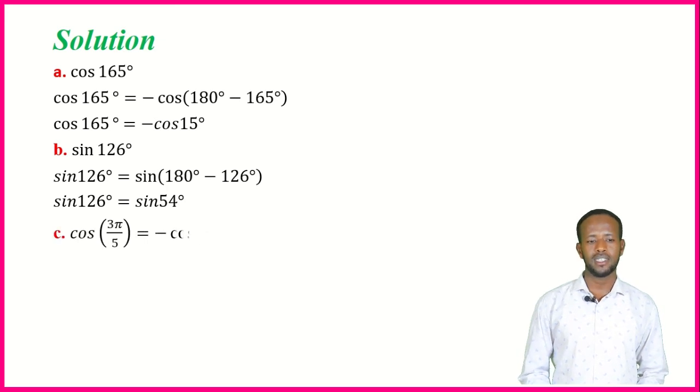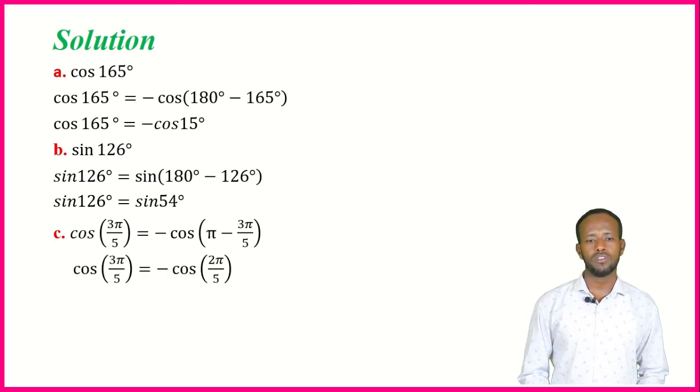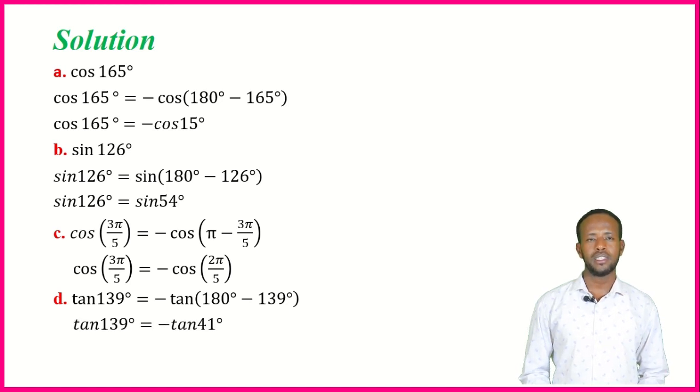Again, C, cos of 3 pi over 5. Now it is given to us in terms of radians, so 180 degrees is similar to pi. We can subtract from there and say negative cos of pi minus 3 pi over 5, and we get from here that it is negative cos of 2 pi over 5. D, tan of 139 degrees equals negative tan of 180 degrees minus 139 degrees, and from here we can easily get that this is negative tan of 41 degrees.